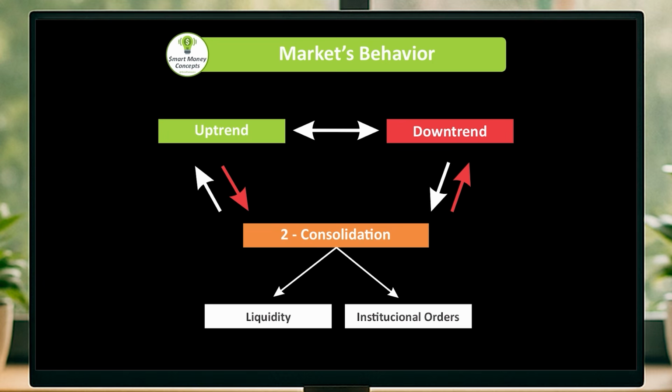Picture this as a perpetual cycle, where prices continuously oscillate between downtrends, uptrends, and consolidation periods, each gathering liquidity and institutional orders. Typically, prices need to consolidate following uptrends and downtrends. A vital initial step when analyzing your charts is determining whether the market is currently experiencing an uptrend, a downtrend, or is in a consolidation phase.